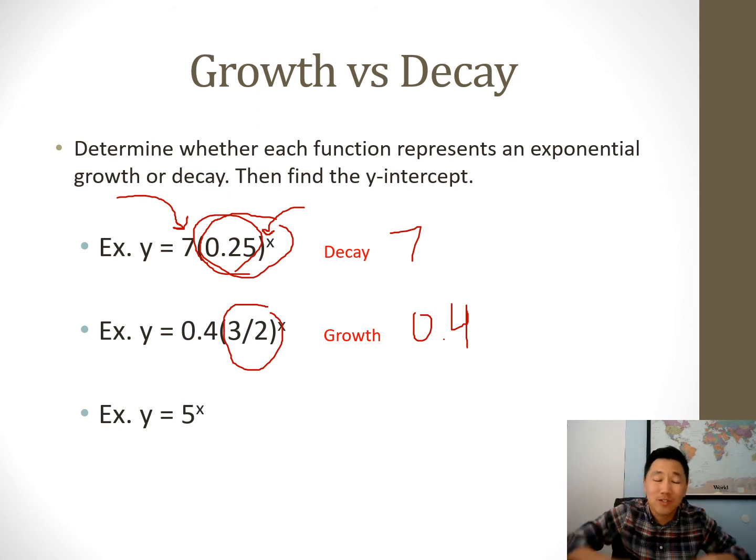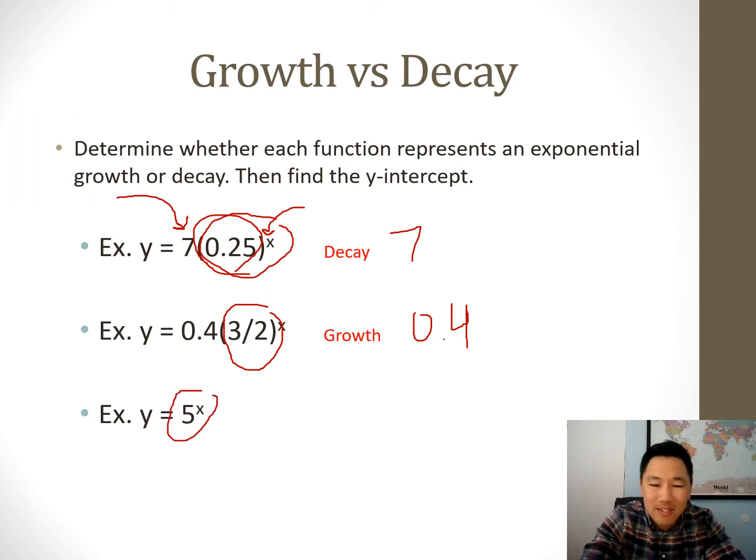Last example. This one just looks a little bit different because it doesn't have a part of it. So is it missing the a, is it missing the b, or is it missing the x? The exponent is there. So is that 5 the a or the b? Notice it's attached to the exponent, so that's the b. The a actually is 1. It's like an imaginary 1 in the very front. All right, so because it's 5, it's bigger than 1, we have growth, and then the y-intercept is 1 in the very front.